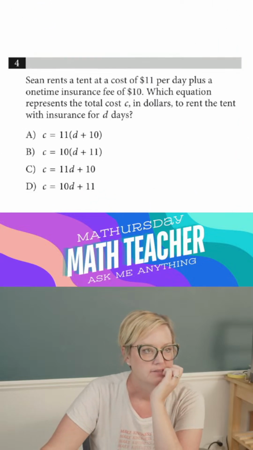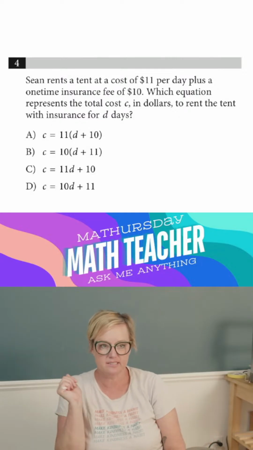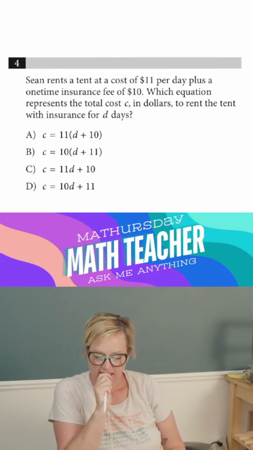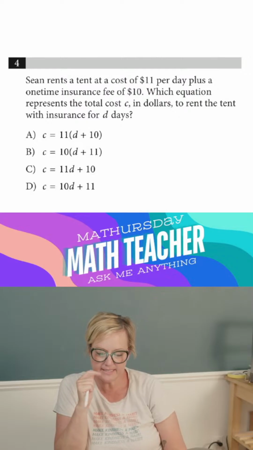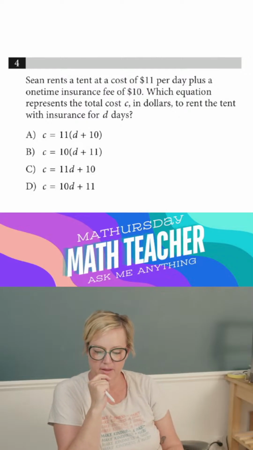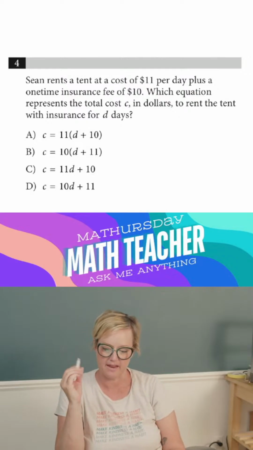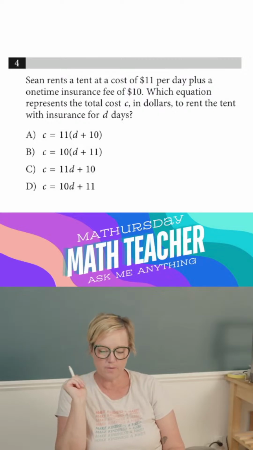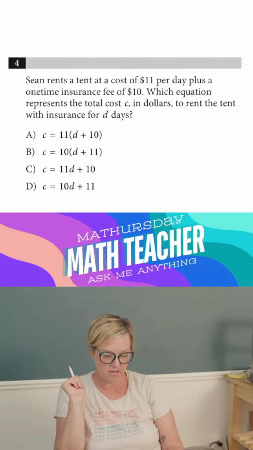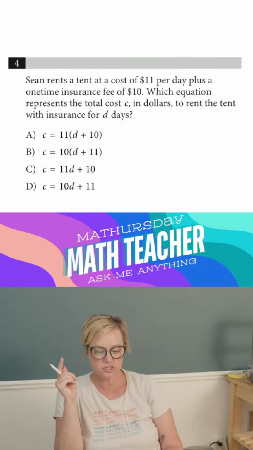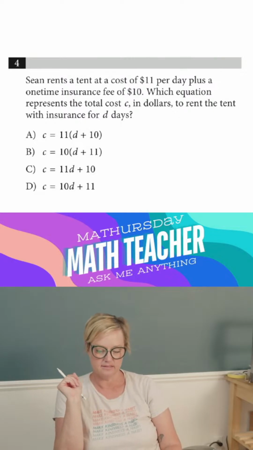Okay. We'll talk about Sean and these tents. So Sean rents a tent at a cost of $11 per day plus a one-time insurance fee of $10. Which equation represents the total cost in dollars to rent the tent with insurance for D days?